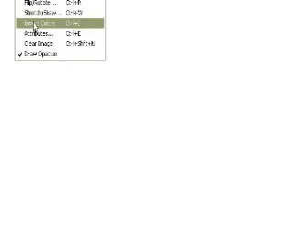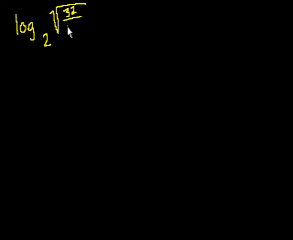Let's do some examples. Let's just rewrite a bunch of things in simpler forms. So if I wanted to write, I don't know, the log base 2 of the square root of, let me think of something, of 32 divided by the square root of 8. How can I rewrite this so it's reasonably not messy?